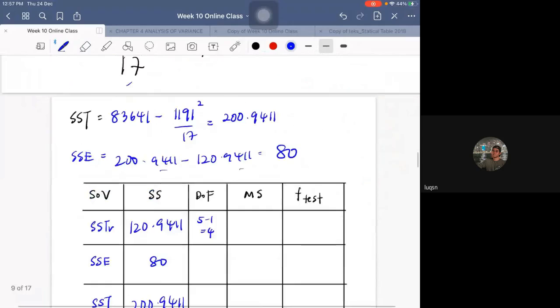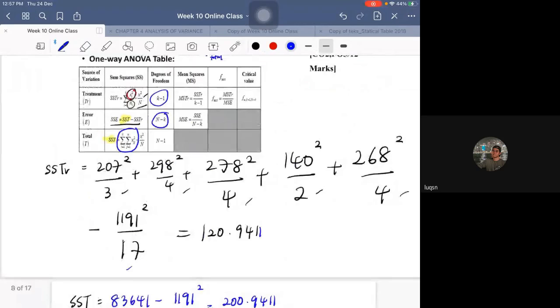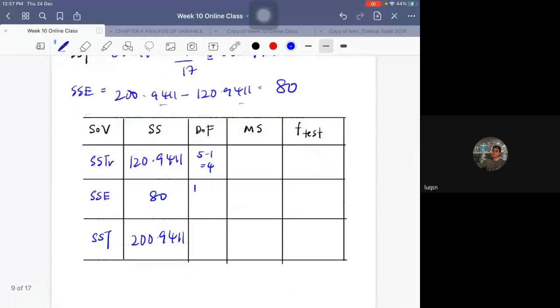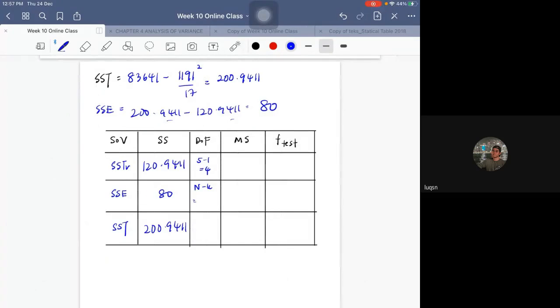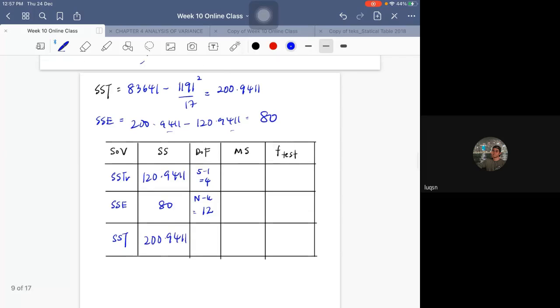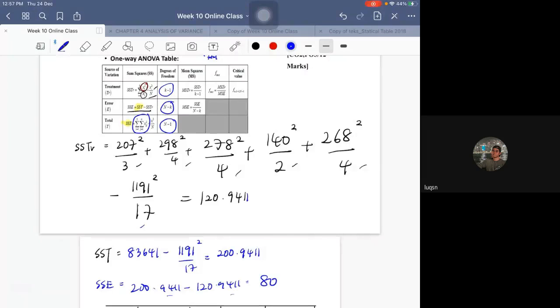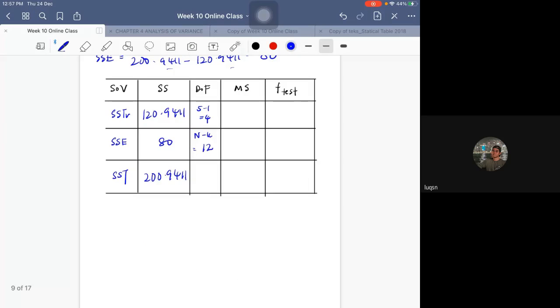And then for sum square error, the formula is going to be given by n minus k. So what is the value of n minus k? Our n value is equal to 17, so minus 5. That is going to equal a value of 12. And the last one, which is sum square total, is given by n minus 1. So it's going to be 17 minus 1, which is 16.